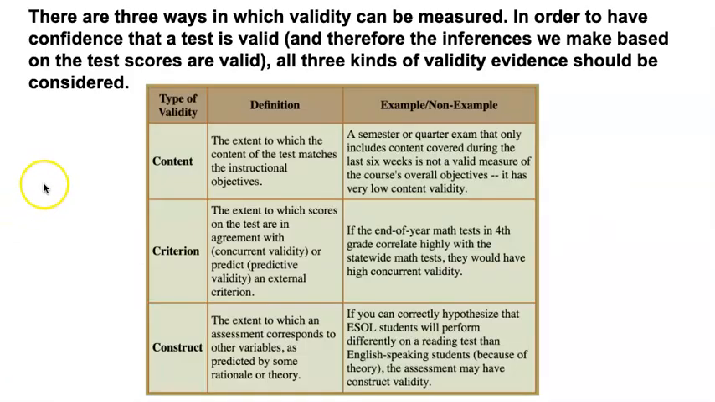Now, there are different types of validity. There's content validity, which is the extent to which the content itself matches the instructional objectives. You have criterion validity, which is the extent to which the scores on the test are in agreement with or predict some sort of external criterion. For example, if the end of the year math tests in 4th grade are actually correlated with the statewide math tests, that means we're going to have some high concurrent validity for that. And then, of course, we have construct validity, and that's the extent to which the construct, the individual groups of skill items, correspond to other variables. Okay. So the one that we're focusing on the most, at least for this part of the course, is how can we improve the content validity.